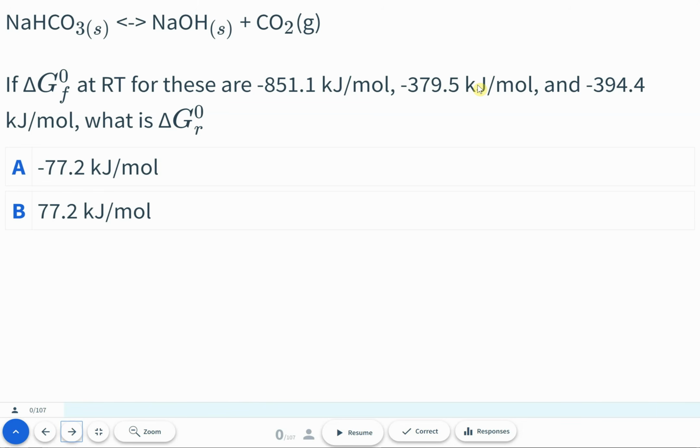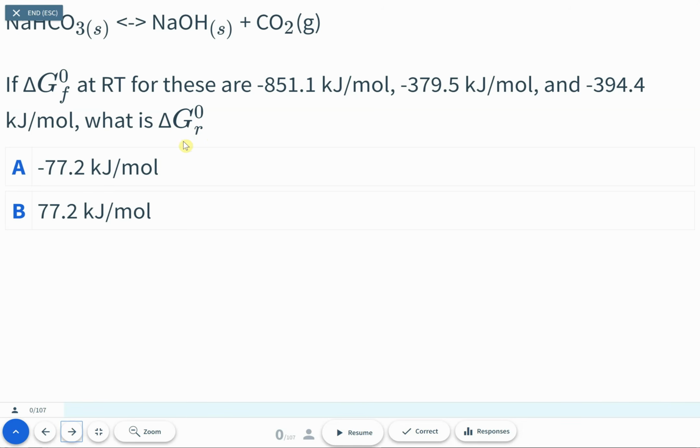So instead, I've given you the free energy of formation under standard conditions, delta G sub f. That's the change in free energy to form these compounds, and the 0 up there means under standard state conditions: 1 atmosphere, 25 degrees Celsius. Those values are given right there, 1, 2, 3, for the three compounds here. Go ahead and calculate the change in free energy of the reaction, delta G sub R.